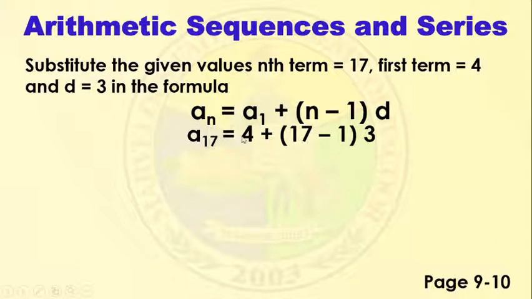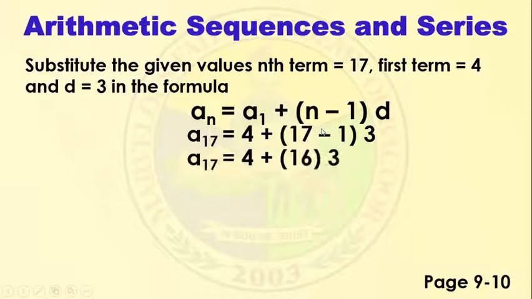Equals 4. Ano po yung value ng a sub 1 natin? Siya po ay 4, given po sa ating sequence. Plus, paano naging 17 yung n? Naging 17 yung n kasi hinahanap natin is 17th term. Kung ano po yung hinahanap mong term, dapat pareho po sila. Hindi po dapat yan magiging 12 or magiging 4 or magiging 3. Ulitin ko, kung ano po yung term na hinahanap, yun po dapat yung value ni n. So, 17 minus 1 times d, yung value ni d ay 3.